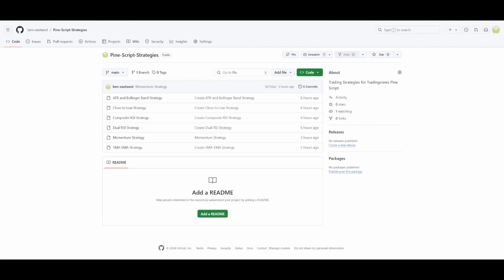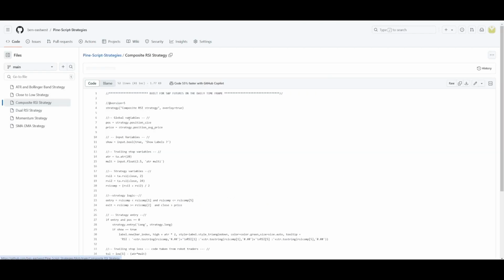So hopefully the link that's provided in the description will bring you to this page on GitHub. So here is where all the codes are provided for those interested. So all you need to do is select one of the codes. Let's say the Composite RSI, and we just click on that. And that will bring up the code itself in a raw form. So if you come over here to copy raw file and click that once, the code will be copied to your clipboard and ready to be pasted into the PineScript editor.